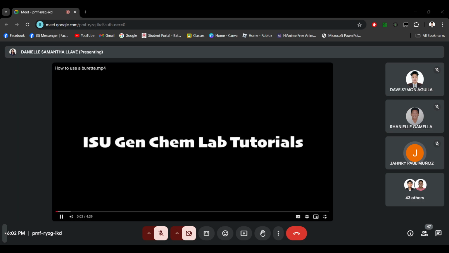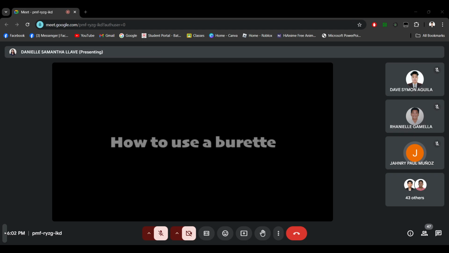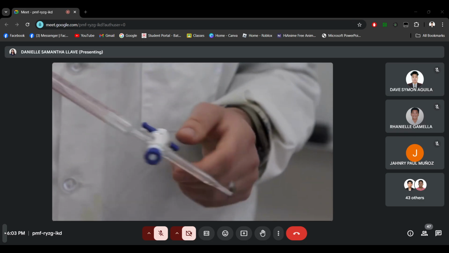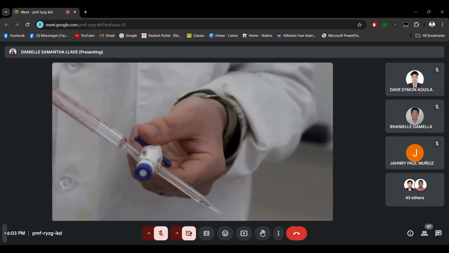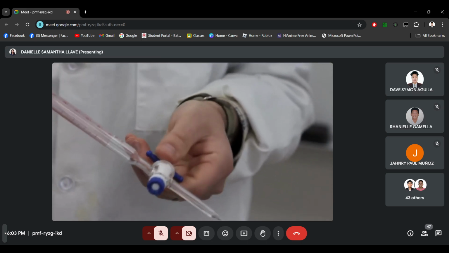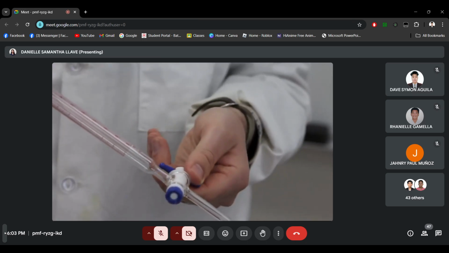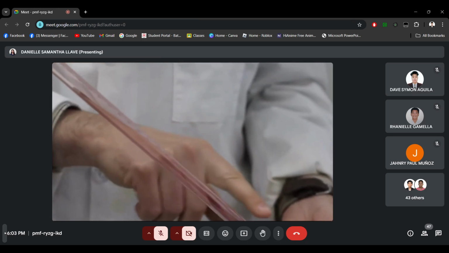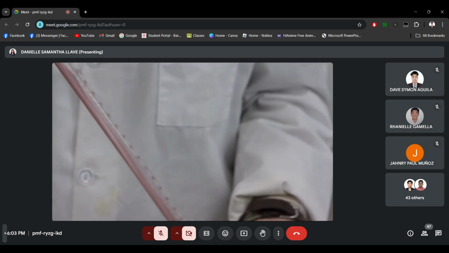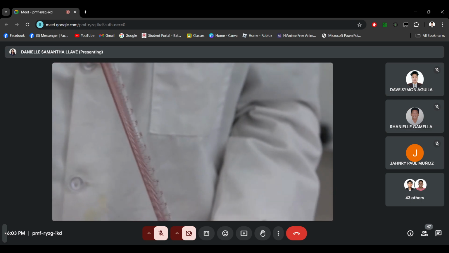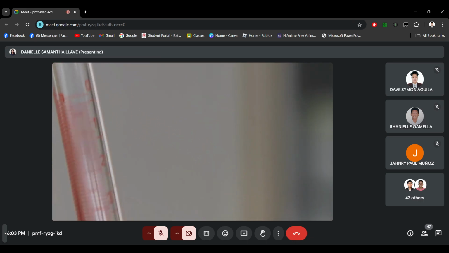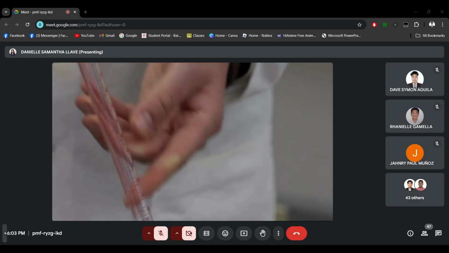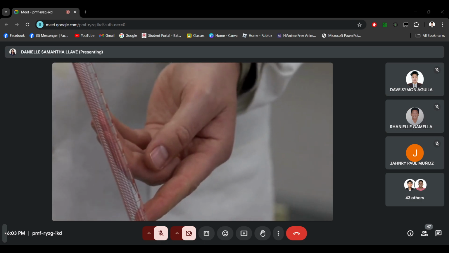Welcome to ISU GenChem Lab Tutorials. In this lesson, we'll learn how to use a burette. We'll begin with the parts of the burette. At the very bottom is the tip, to which liquid flows out. Above the tip is the stopcock, which allows us to very carefully regulate the flow of the liquid. And above the stopcock is the barrel, which is marked with graduations. Notice at the very top of the barrel is the 0 milliliter mark, and at the very bottom of the barrel is the 50 milliliter mark.